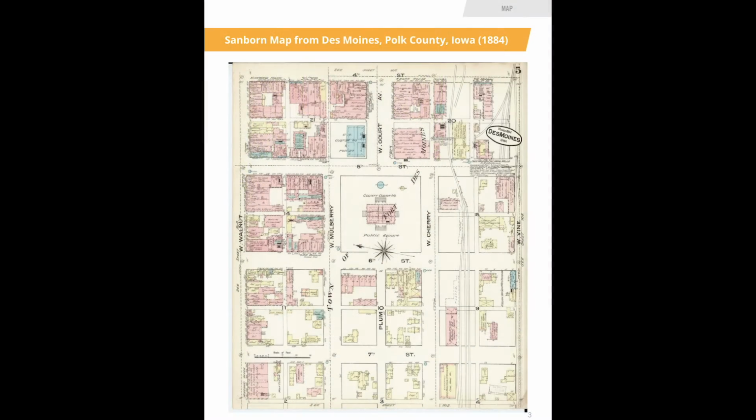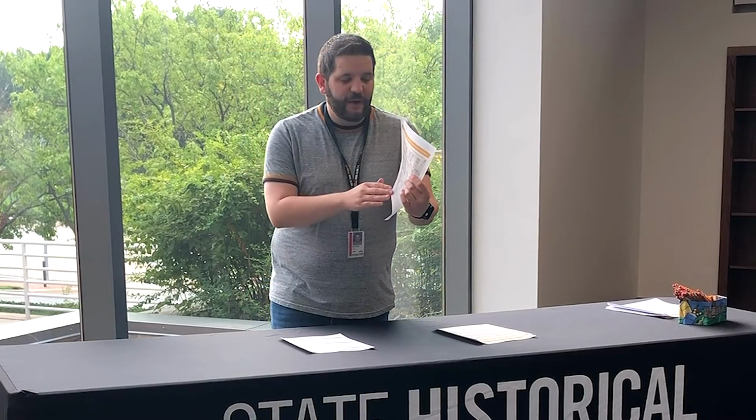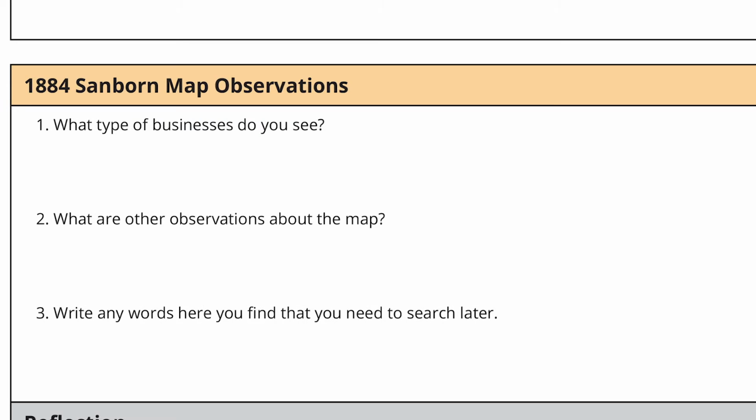You can see the map here. This is actually the Polk County, this is actually where the county courthouse is. And then you can see all the neighborhood around it. Go on your worksheet, 1884 Sanborn map questions, and fill in that section there.